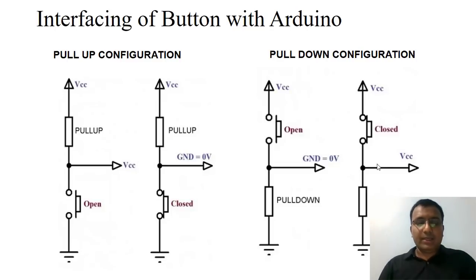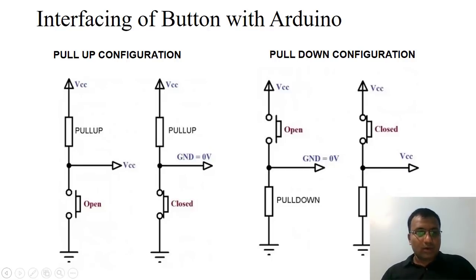First of all, in the second day session, we start with button interfacing with Arduino. As a button is an input device, it is required to connect the button in one of two different configurations: one is the pull-up configuration and the second is the pull-down configuration. In the case of the pull-up configuration, the configuration looks like this.